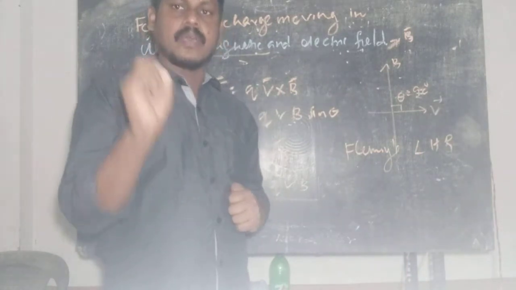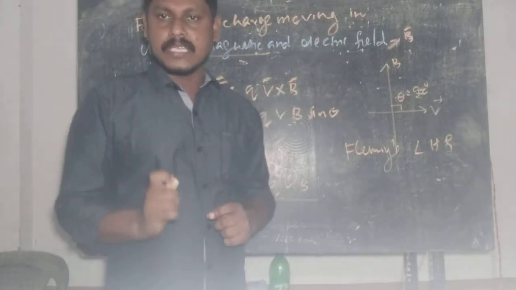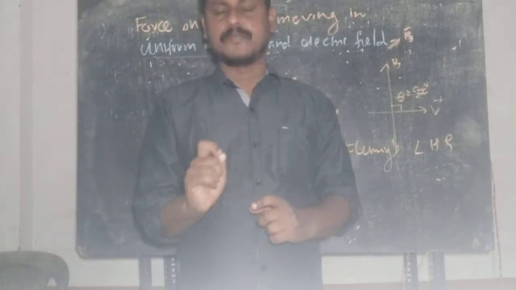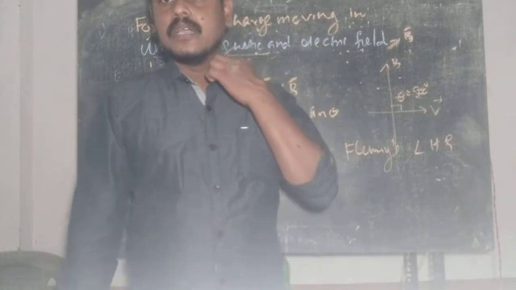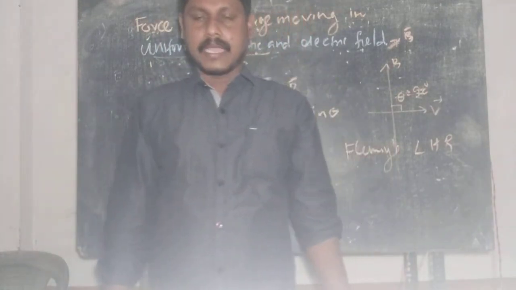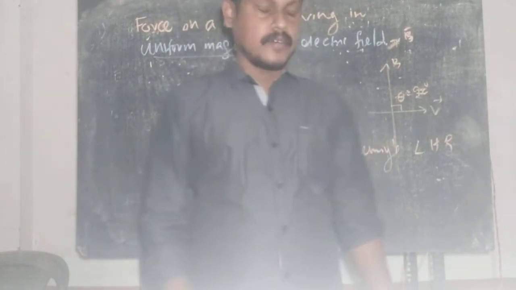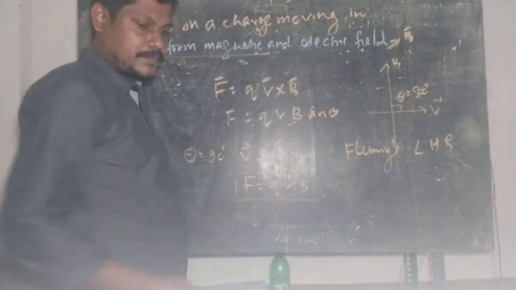So what are we using? We are using Fleming's left hand rule for what? To determine the direction of magnetic force experienced by the electric charge when it is moving with a velocity perpendicular to the direction of magnetic field in the space. Okay, and F equal to QVB.